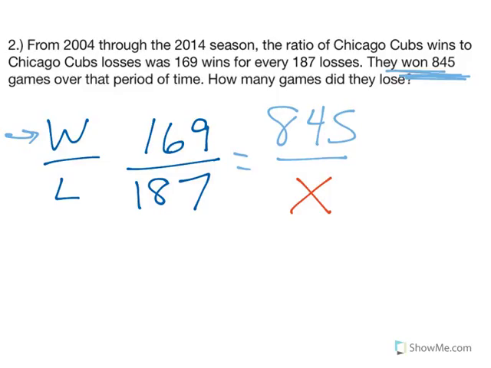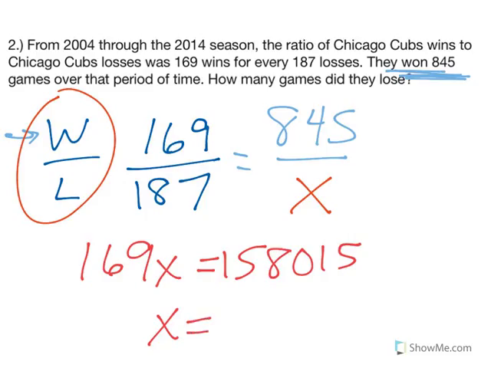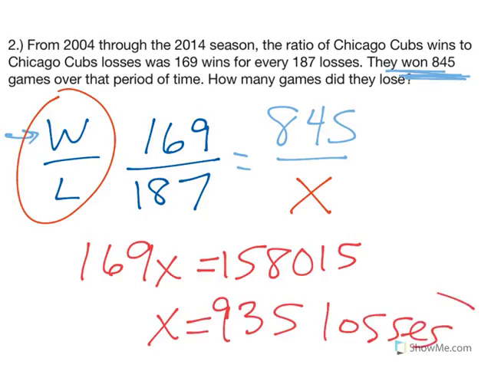So if you're a visual person, it might be very good to actually go ahead and put whatever you're talking about, wins and losses, whatever. It helps keep you focused on what you're talking about. So now when I cross multiply, I've got 169x equals 158,015. I divide both sides by 169, and I get 935 losses.